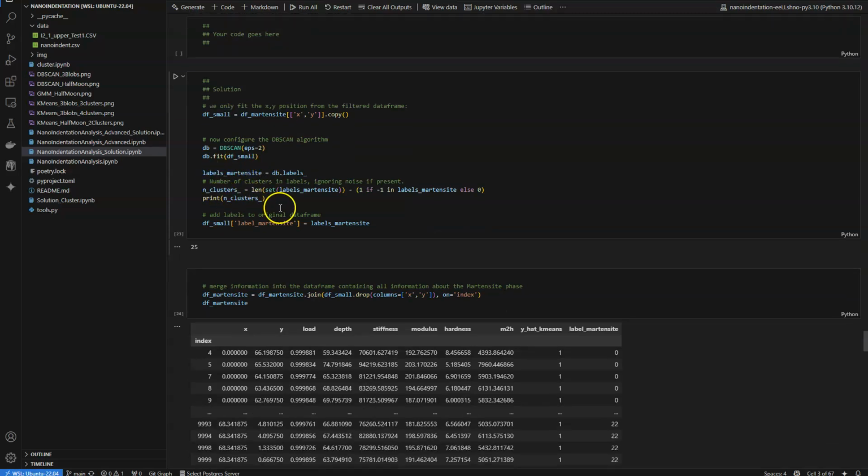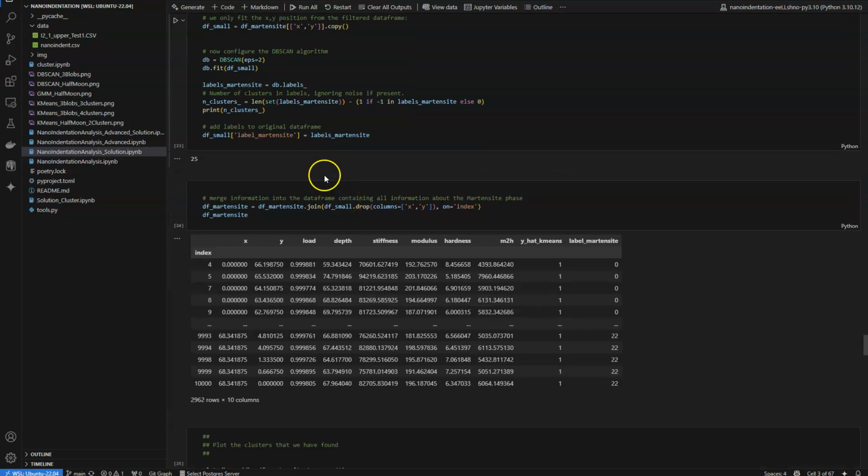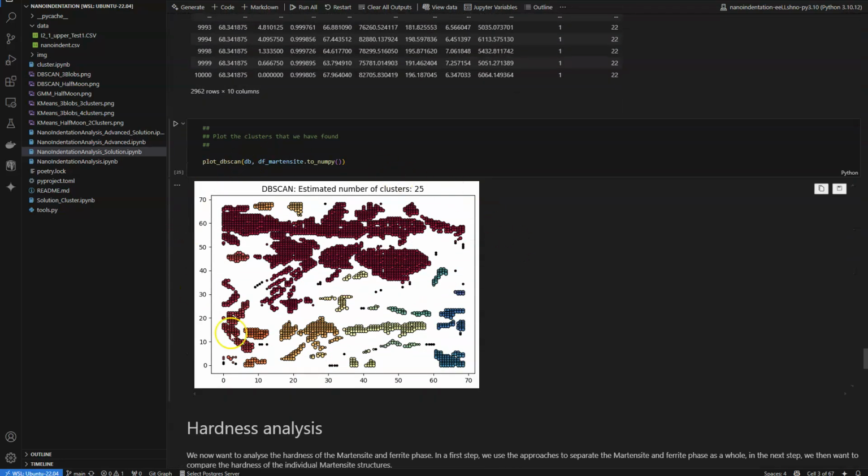We can retrieve all the labels and see how many clusters we have, and add this to our data frame so that each point gets another column that describes which cluster this particular point belongs to. Once we have done this, we can plot all the clusters that we have found, and we can see that, for example, this large area is one cluster and we have a number of a lot smaller clusters around it. Each cluster gets its unique color.